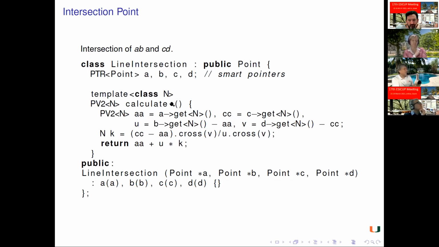And then the thing is, because of the one weird trick that the calculate method can't have any arguments, you're forced to have the constructor take the 4 points as arguments and store them.